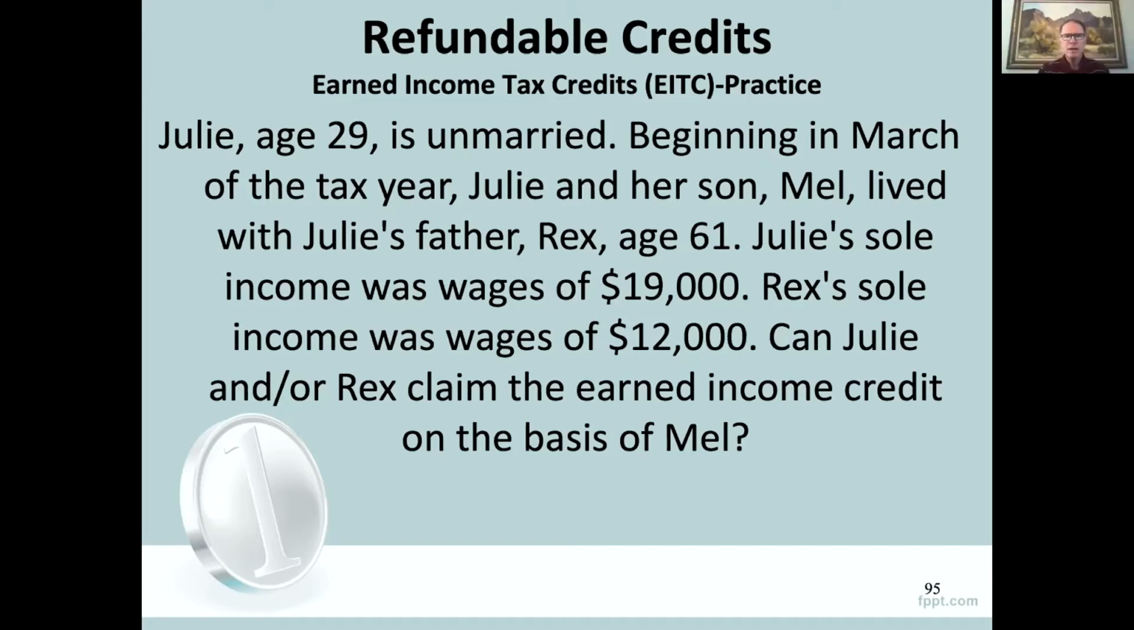Good. In this case, Julie is 29, is unmarried, and beginning in March, Julie and her son Mel live with Julie's father Rex, age 61. Julie's source of income was wages of 19,000. Rex's sole income was wages of 12. Can Julie or Rex claim the earned income credit on the basis of Mel?